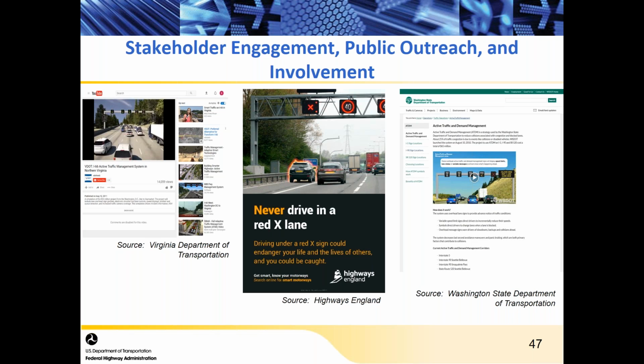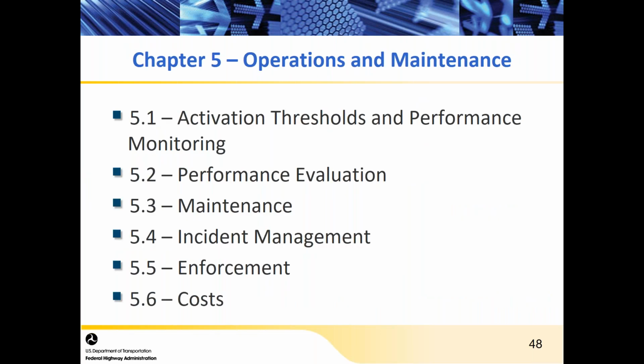Brochures. The one here in the middle is a brochure that's been used in Highways England to much success, just educating the public on what the red X means and what they're supposed to do when they see that red X. And then Washington State DOT has an entire website devoted to their active traffic and demand management system, their smarter highway system, including videos and brochures and presentations. So there's a lot of ways to communicate early and often with your public to ensure that they understand what's going to happen when the system goes live.